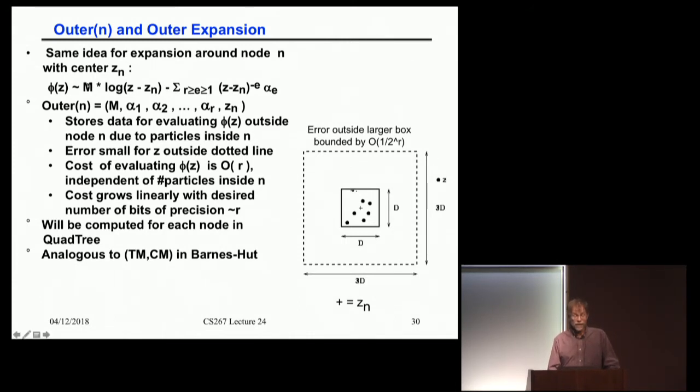Okay, so this is the data structure that I need, and it's going to be used to evaluate the force outside this bigger box, this 3d by 3d box, due to all the particles inside this d by d box on the inside. Okay, and I'm going to build that by traversing the tree just like I did in Barnes-Hut, going from the leaves up to the root.